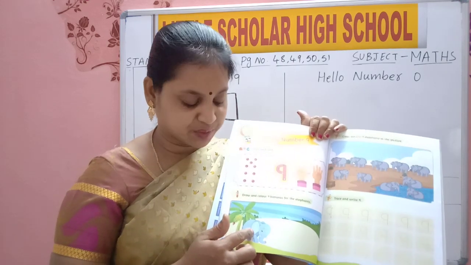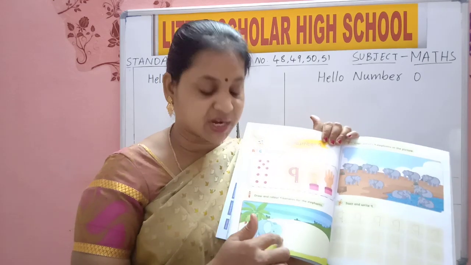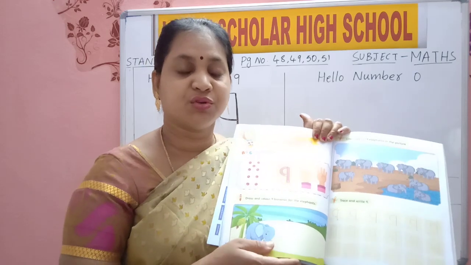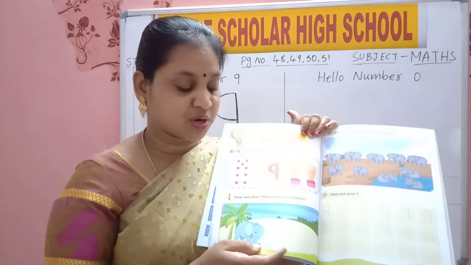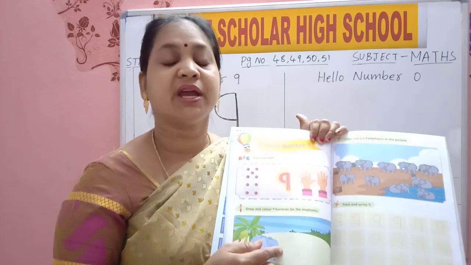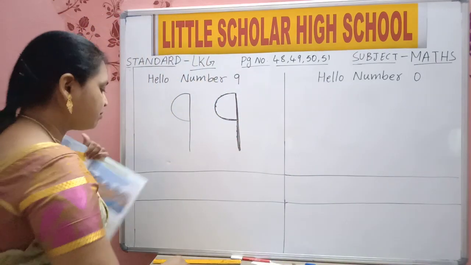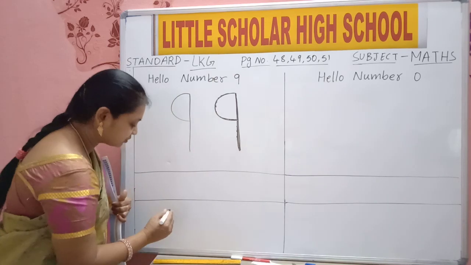The elephant wants to eat bananas. Yes, it can't take from the tree. So you draw 9 bananas for the elephant to eat. You know how to draw a banana? Draw it. This is your homework. Draw and color bananas in your textbook.